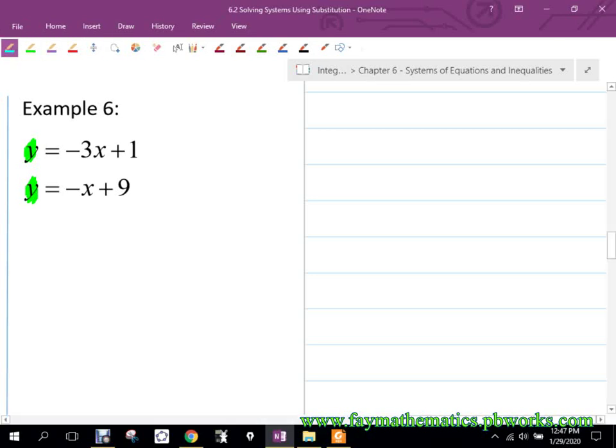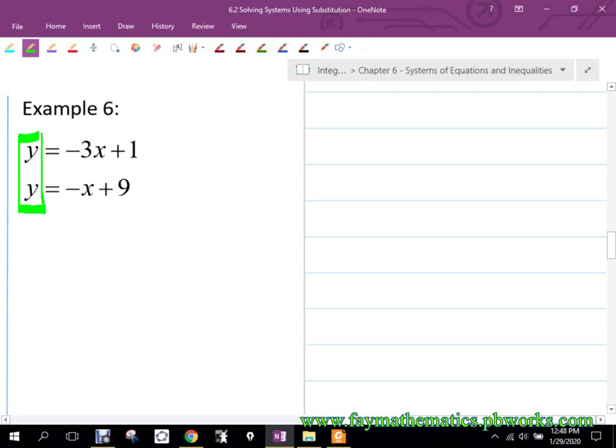The idea is that when these two lines cross, the x's and the y's are identical, right? So this y value and that y value should be the same. The thing that creates that top y value is negative 3x plus 1. The thing that creates the bottom y value is negative x plus 9. If these two y values are the same where they cross, then the expressions that created them have to also be the same. Does that make sense? Yes.